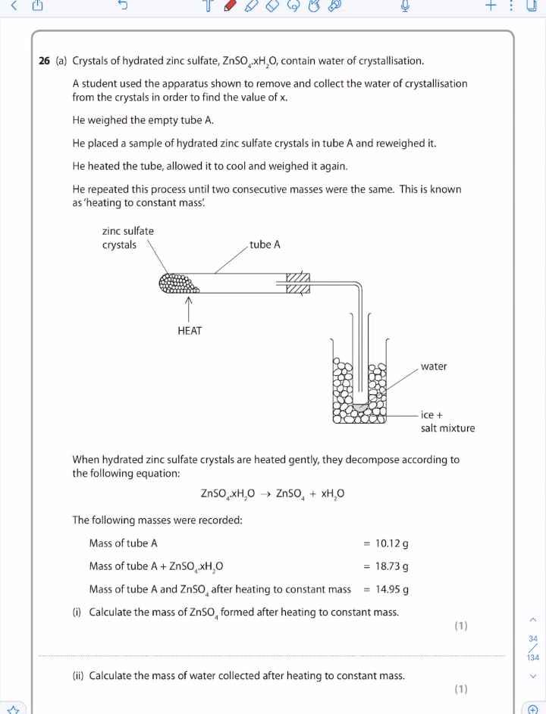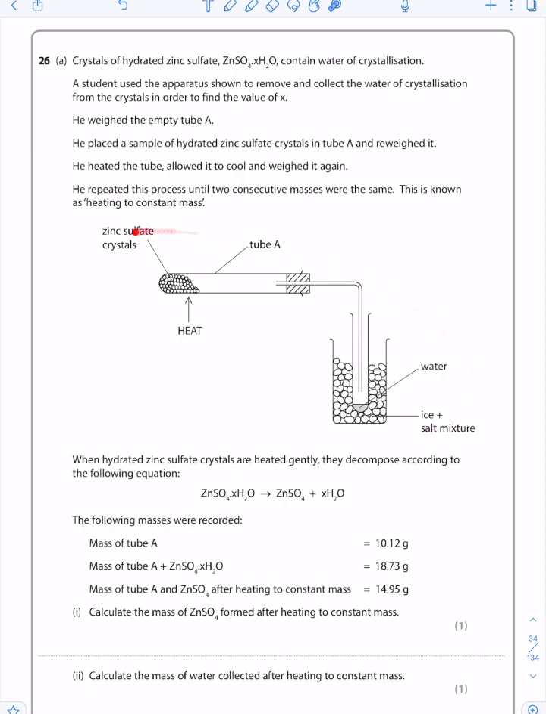Crystals of hydrated zinc sulfate, ZnSO4.XH2O, contain water of crystallization. See the tube. The apparatus shown is used to remove and collect the water of crystallization from crystals in order to find the value of X. He weighed an empty tube A. Then he placed a sample of hydrated zinc sulfate crystals in the tube A and reweighed it. He heated the tube, allowed it to cool, and reweighed it again. He repeated this process until two consecutive masses were the same. This is known as heating to a constant mass.